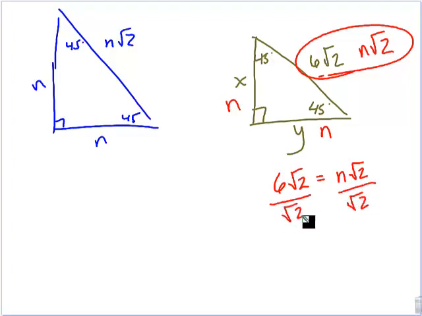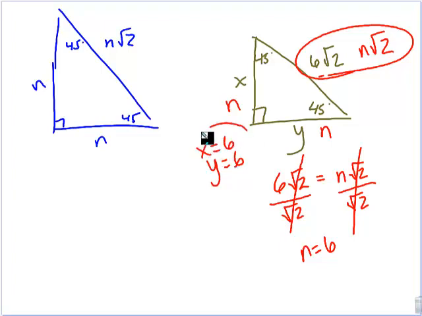Okay, so if we divide by the square root of 2, those cancel. What happened with these two square roots of 2's? They cancel, so what is our n? 6. Well, if our n is 6, what does y have to equal? 6. And then x equals 6, and x also then would have to equal 6. This seemed a lot harder last year. Does that make sense?